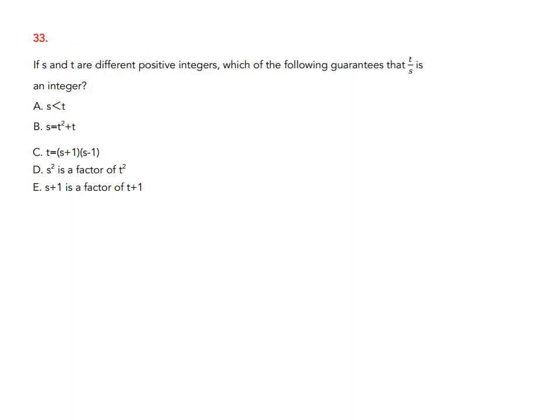So question 33. If s and t are different positive integers, which of the following guarantees that t by s is an integer? So we can use numbers in this case. Suppose t equal to 3 and s equal to 2. So t by s equal to 3 by 2, which is not an integer. That is good for us to test the options.